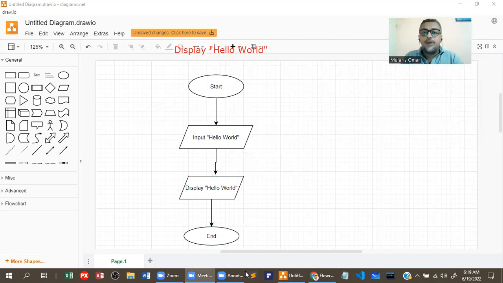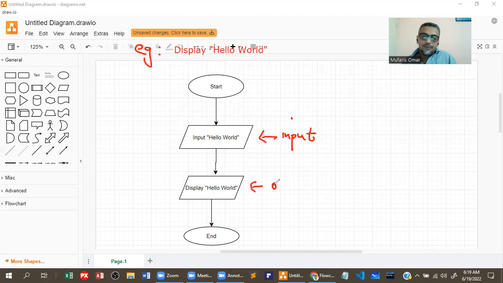Now we'll try to understand this. Example to display a hello world. You have to start the flow chart with the oval symbol, the start button. Then this is our input, this is the input, and this is the output. And finally, the end of this flow chart. And you have to connect each box, each symbol, with the arrow. Is that clear?